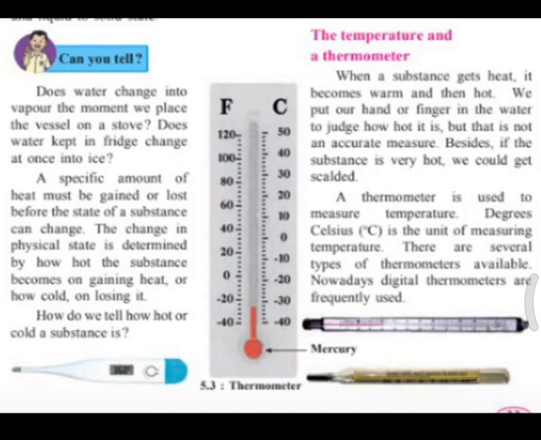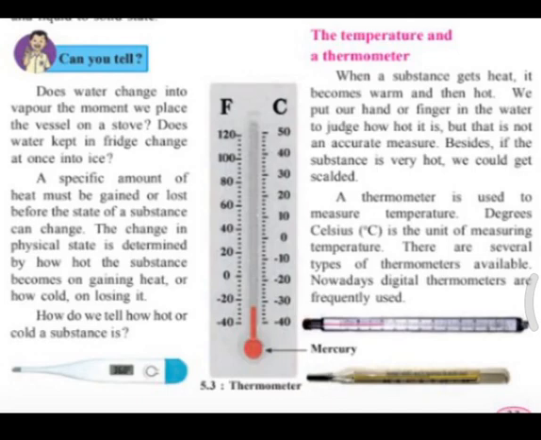A specific amount of heat must be gained or lost before the state of a substance can change. Right, children? In case of heating or in case of cooling, there has to be a certain temperature above which the state of the substance can be changed, right? The change in the physical state is determined by how hot the substance becomes on gaining heat or how cold on losing it. Okay?